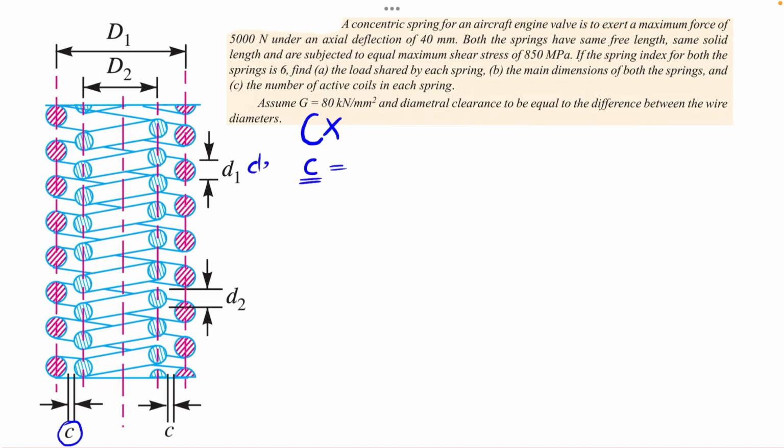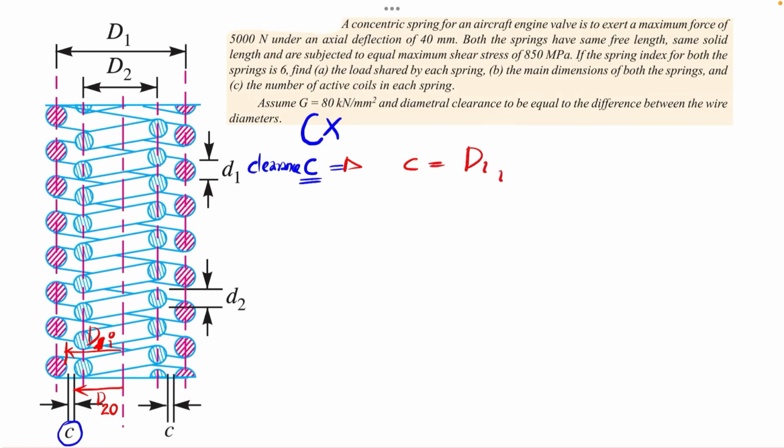This is not the spring index, so this is not capital C. This is actually the clearance, small c. So this is the clearance. And here if you are observing, this c will be equal to the center to this distance minus this distance. So this will be equal to the inner diameter of the outer coil, that I can call D1I, and this diameter will be the outer diameter of the inner coil, that is D2O.